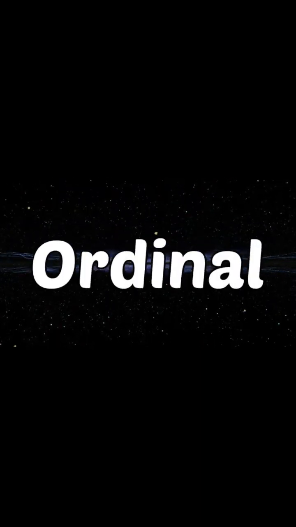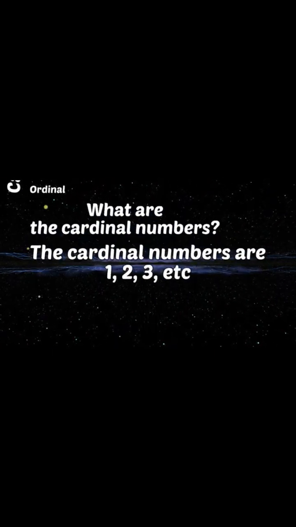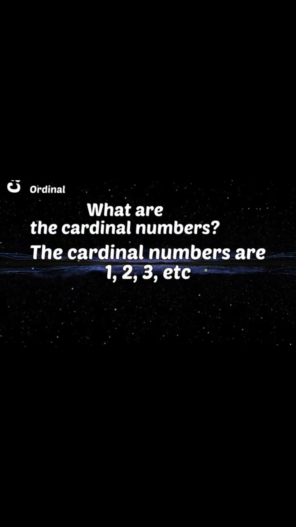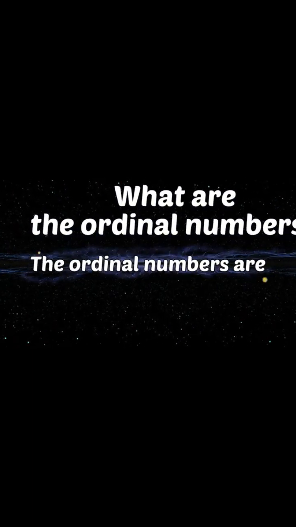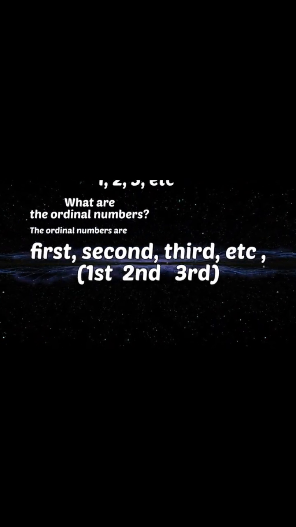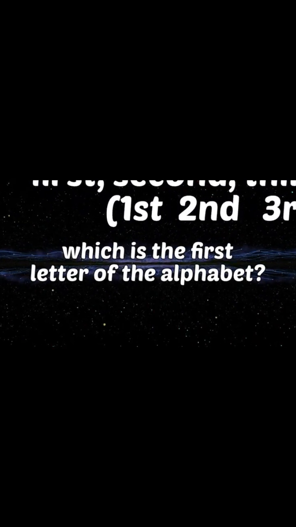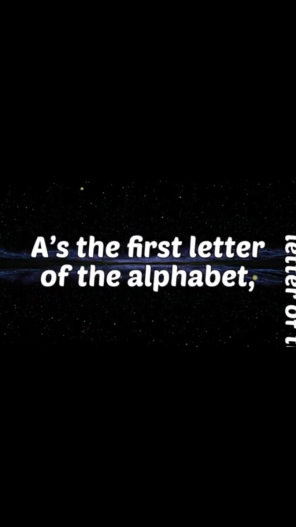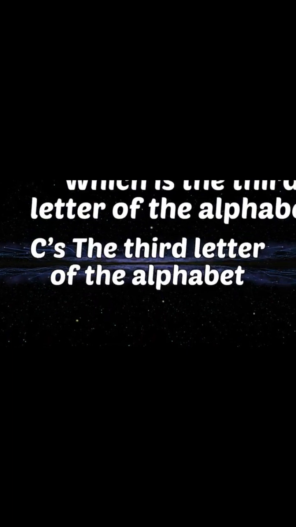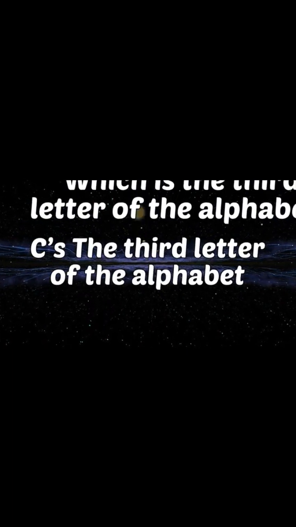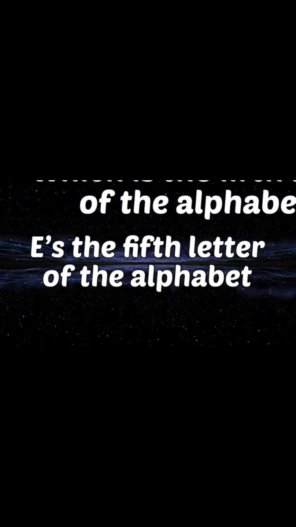Cardinal, ordinal. What are the cardinal numbers? The cardinal numbers are 1, 2, 3, etc. What are the ordinal numbers? The ordinal numbers are first, second, third, etc. Which is the first letter of the alphabet? A's the first letter of the alphabet. Which is the third letter of the alphabet? C's the third letter of the alphabet. Which is the fifth letter of the alphabet? E's the fifth letter of the alphabet.